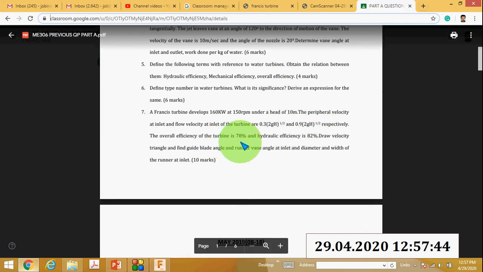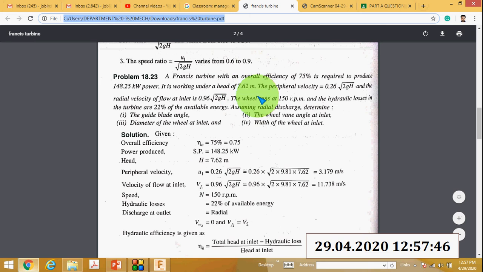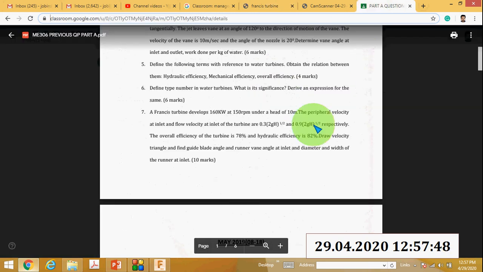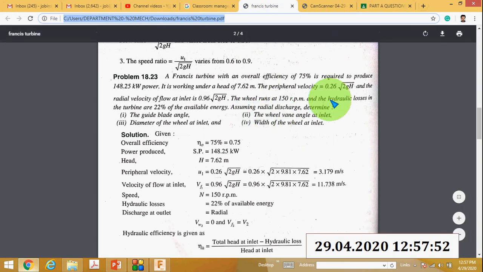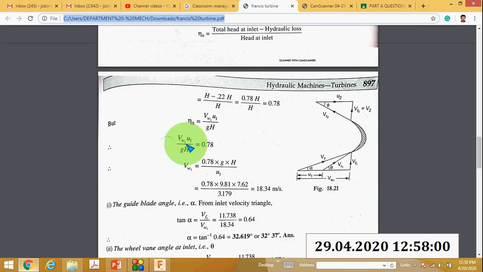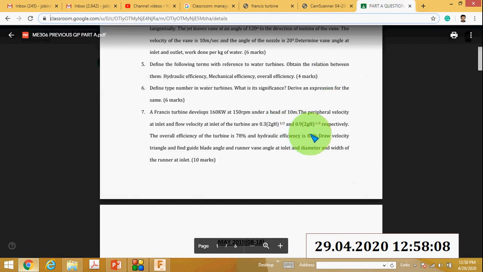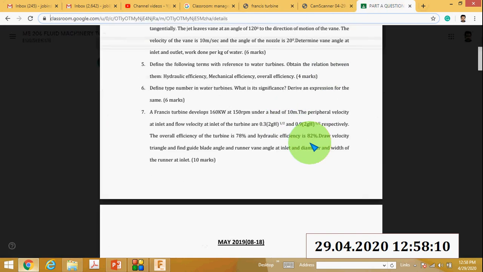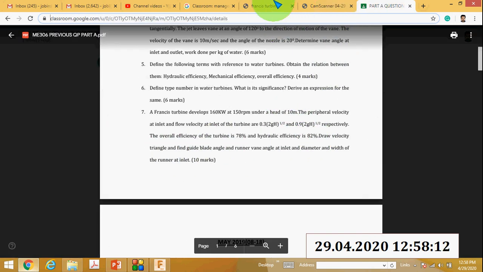Then the overall efficiency is 78%. There the overall efficiency is 75%. Then the hydraulic efficiency is 82%. There hydraulic efficiency is not directly given, hydraulic losses are given. But here the equation of hydraulic efficiency is vw1 u1 by gh, so you have to apply this equation directly. The hydraulic efficiency is 82%, that is 0.82.